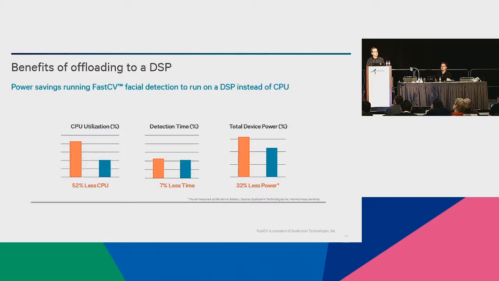We talked a little bit about DSP. Anytime you can offload from the CPU, generally you're going to save power. GPU is much more efficient for certain activities. DSP is very efficient for other types of activities. Here we have an algorithm which does facial detection. And you can see the difference in CPU utilization. When you port it to DSP, it uses 52% less CPU. The same algorithm actually detects 7% faster and consumes 30% less power.